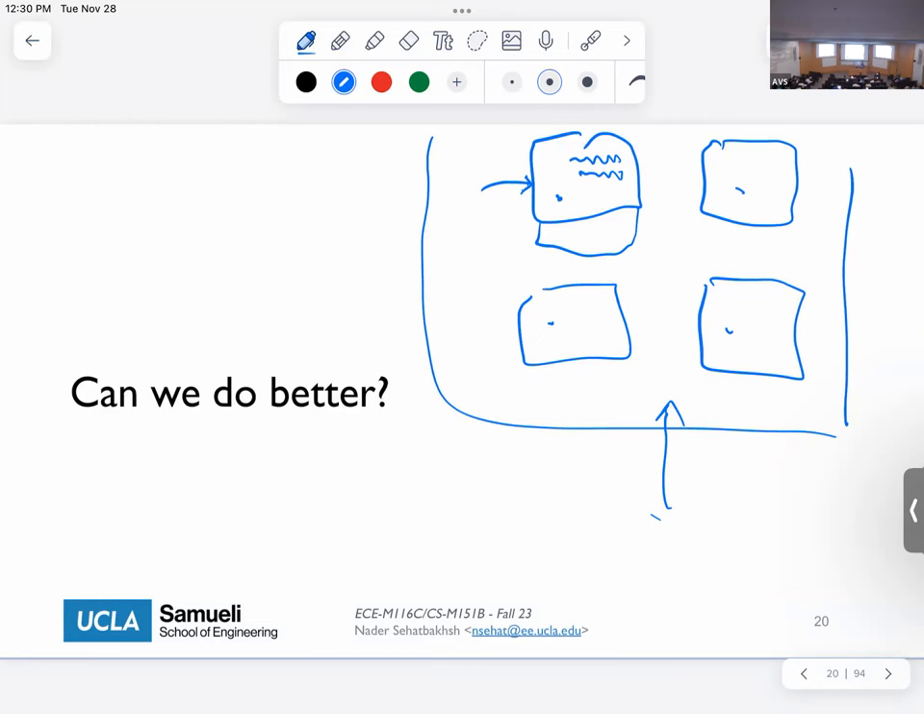Yes, we kind of like that. So the comment is we kind of maxed out on the clock speed, but now we can have multiple instances of the same core, and that's how we get performance. Yes.